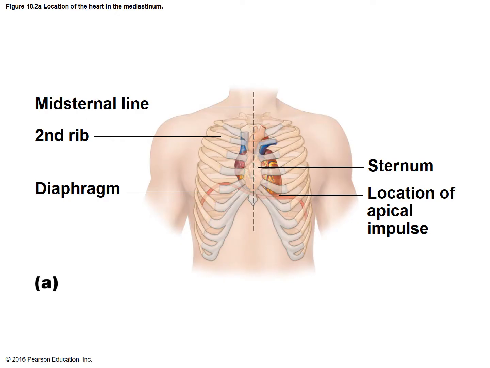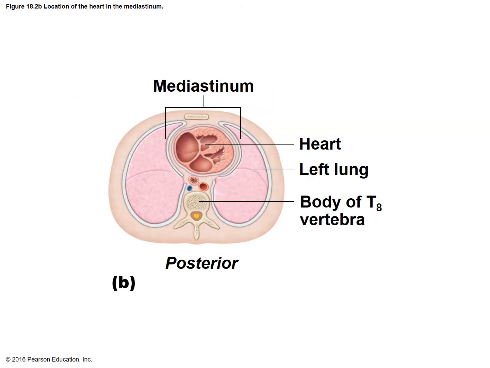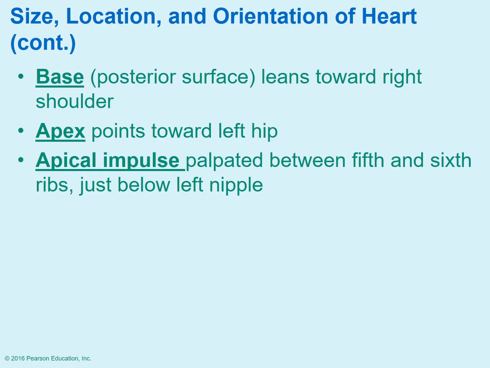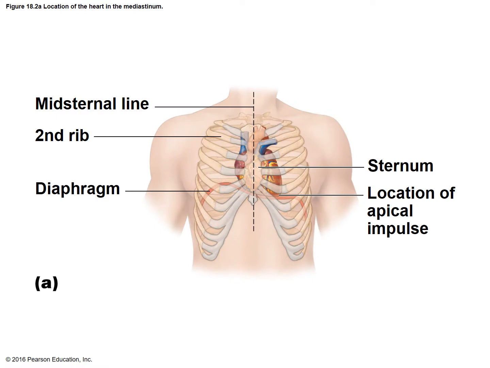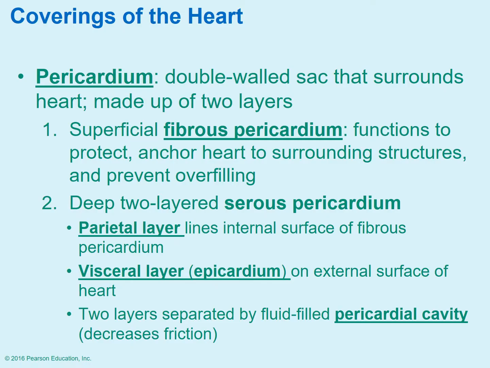Showing the placement of the heart. And from looking down at the heart as well. The base, which is the posterior surface, kind of leans towards the right shoulder. The apex points down to the left hip. So once again, showing the position of it.